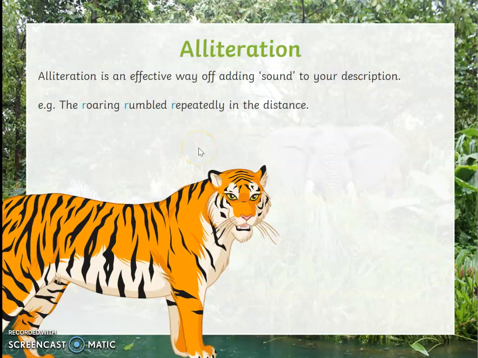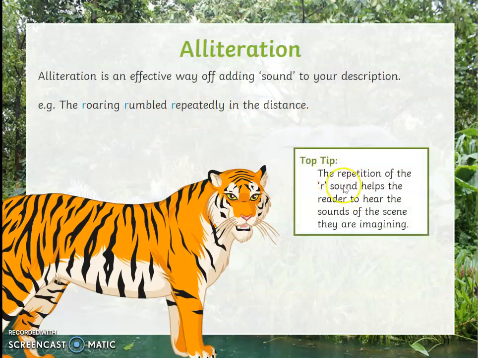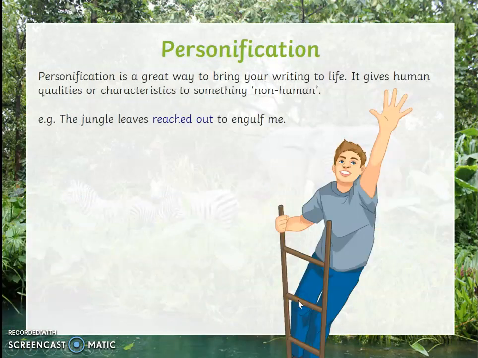Next comes alliteration. Now, alliteration is also one of the figurative devices. It's an effective way of adding sound to your description, and they usually pick up the first letter of the alphabets. For example, the roaring. You see, it is highlighted with blue. Roaring are rumbled repeatedly in the distance. So the repetition of the r sound helps the reader to hear the sounds of the scene they are imagining. So this is what alliteration is.